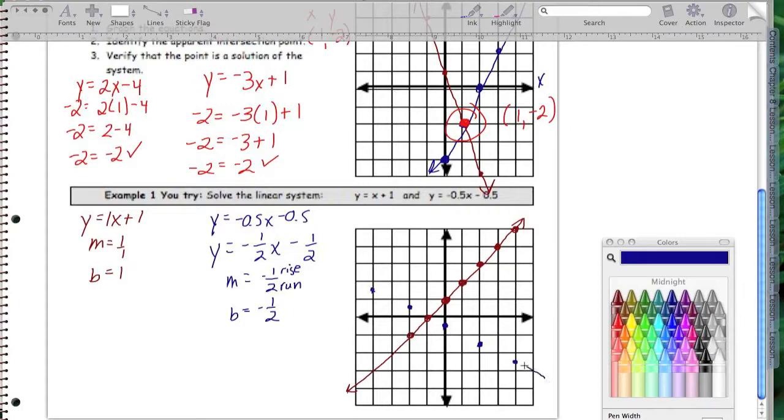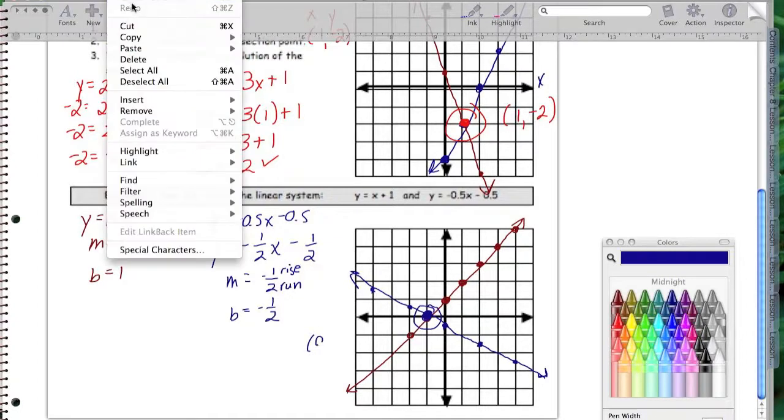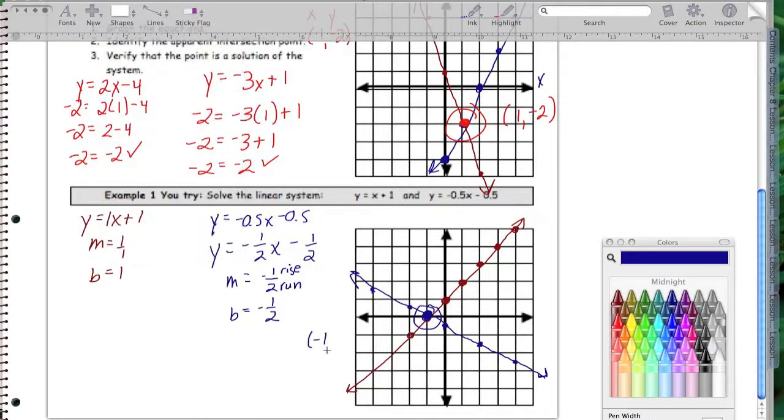So when I connect these, and again, I would recommend that you use a ruler of some kind instead of an unsteady hand using this pen that I use. But we see that there's a point where they intersect, which is right here. And this is the point, oopsies, (-1, 0). It's negative 1 on the x-axis, 0 on the y. So the solution is going to be (-1, 0).